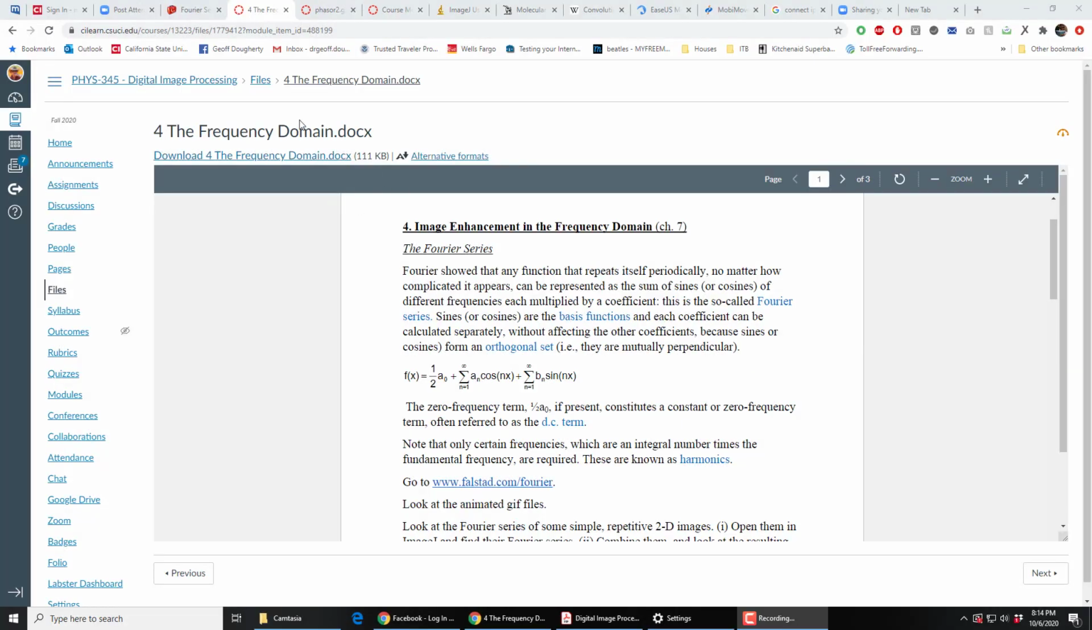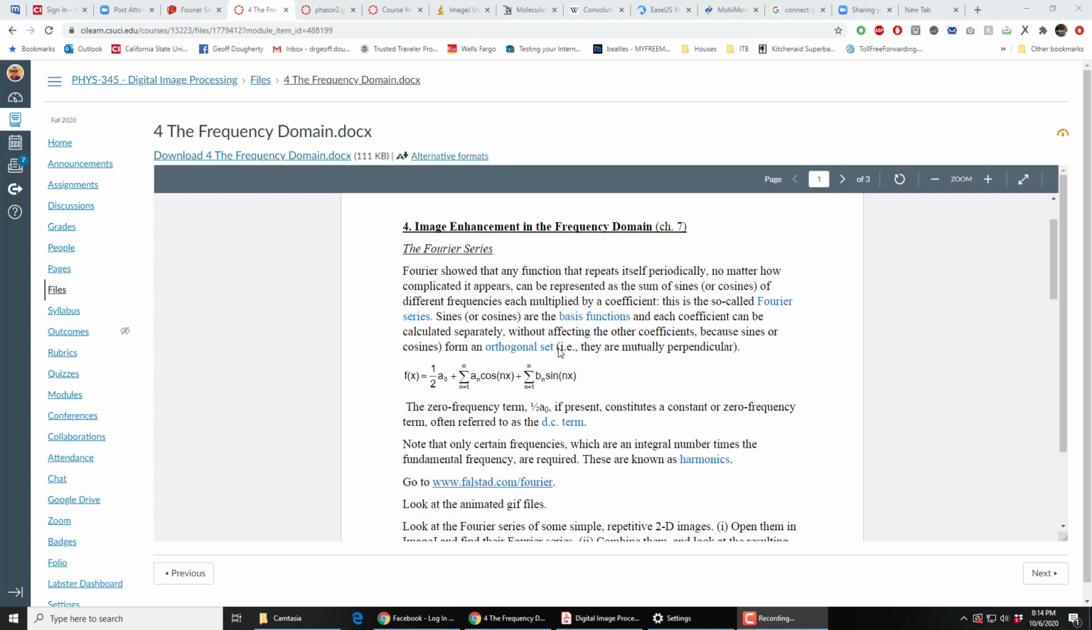I'm looking at the docx file for module 4. Last time, in video 4b, we looked at the Fourier series, which says that any repetitive shape, and it has to be a repetitive shape, can be built up from sinusoids. This was the equation, the Fourier series, and only the harmonics are required, only integer multiples of the fundamental frequency.